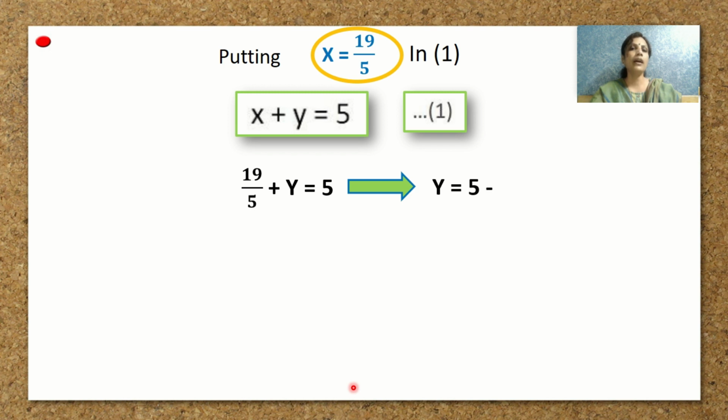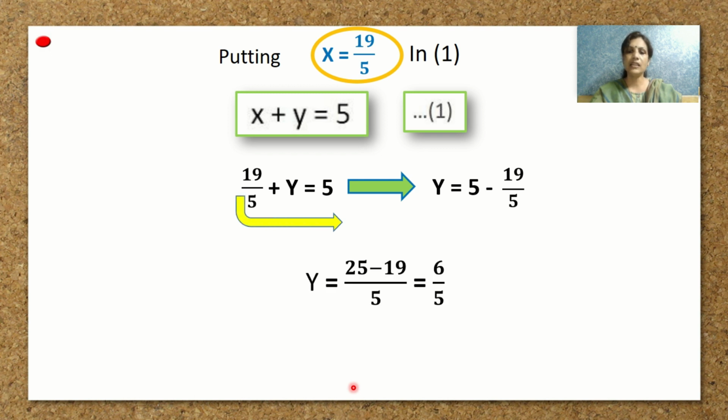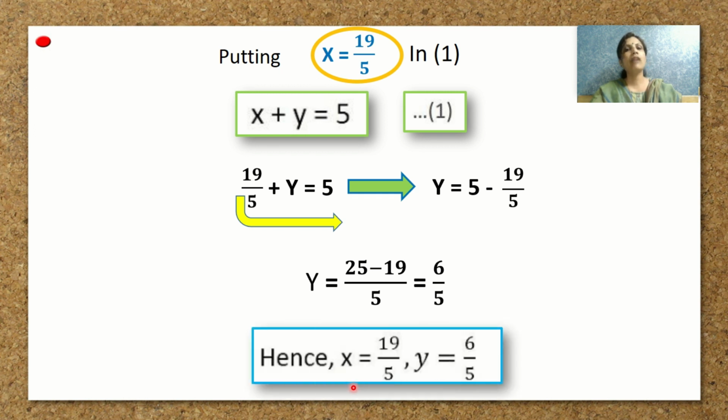So we get y is equal to 5 minus 19 upon 5. Let us solve this. So y is equal to 25 minus 19 upon 5. We have cross multiplied it. And so we get the value of y as 6 upon 5. So x is equal to 19 upon 5 and y is equal to 6 upon 5 is the solution of the given simultaneous equations by elimination method.